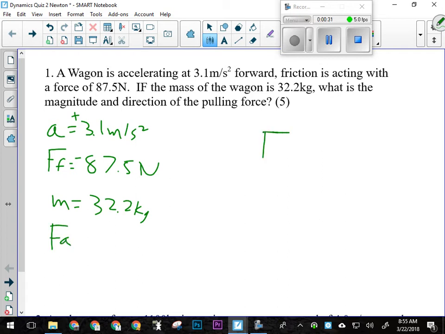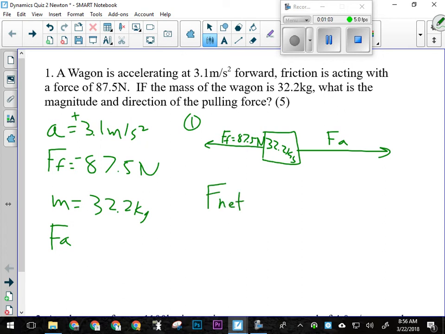All right, so my free body diagram should look like this. 32.2 kilograms, an applied force that way, and a frictional force of 87.5 newtons this way. 1 mark for givens. The applied force is obviously bigger than the force of friction, or the object wouldn't be accelerating forwards. Everybody okay with that?